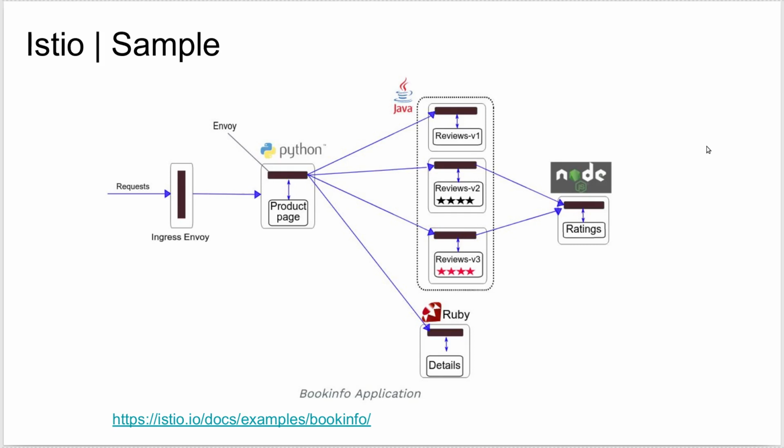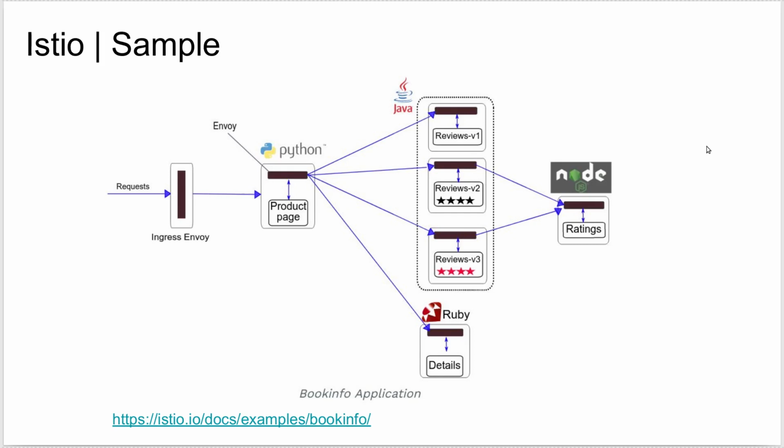Here we have 4 microservices. Each microservice is running on a different language and a different stack. So we have a microservice in Ruby, which provides book details information. We have a Python mashup, which generates a product page that orchestrates the other microservices, and it's kind of the UI, which is the product page written in Python. Every microservice has Envoy, which is the kind of brown bar.